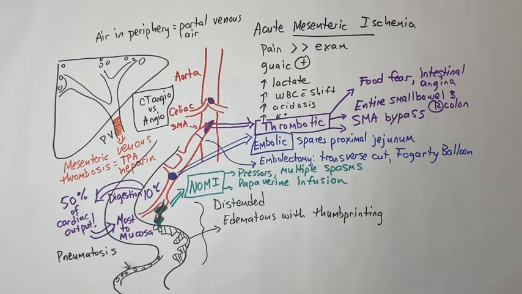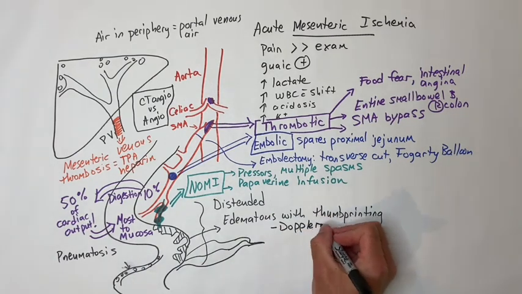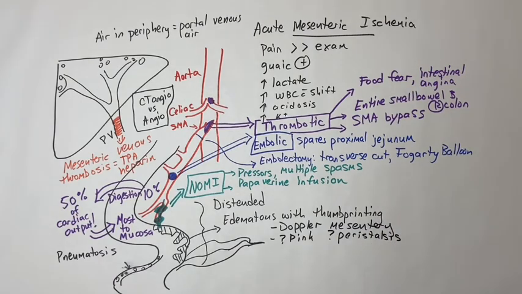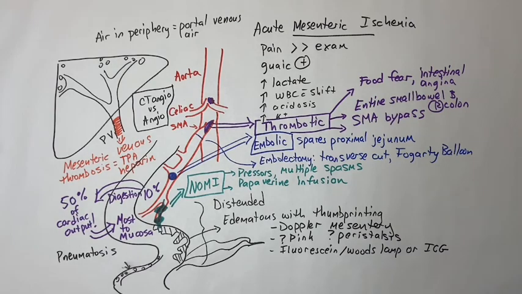The other thing to know about acute mesenteric ischemia is how to determine bowel blood flow. You can Doppler the mesentery, or you can just look at how pink the bowel is, or whether it still has peristalsis. Maybe you can use IV fluorescein and a Woods lamp, or the newer indocyanine green techniques, but this needs a special camera.